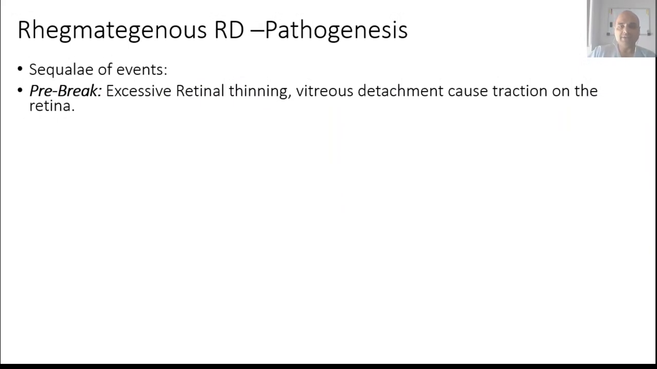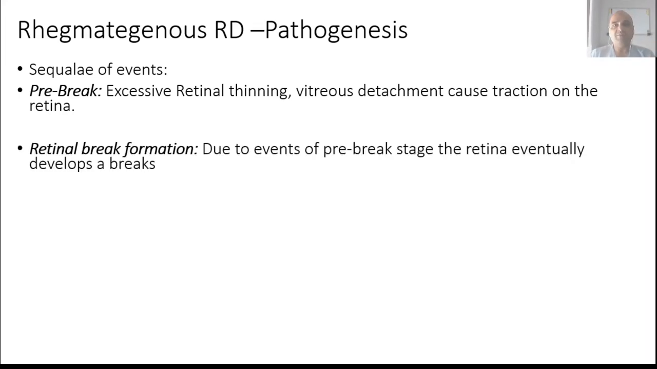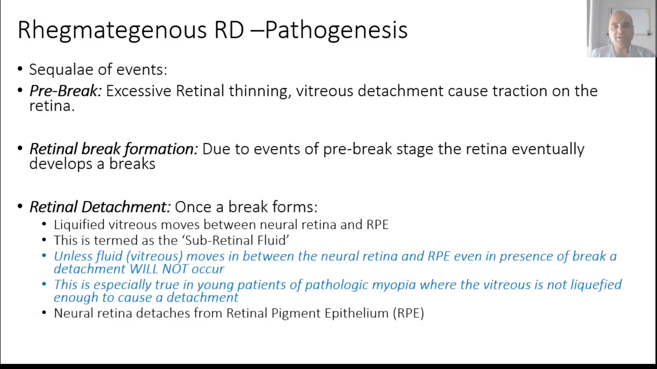So the pathogenesis can be constructed of three different events or three different stages. There's a pre-break stage in which you have retinal thinning or retinal traction. Traction is because of vitreous detachment. So this is the pre-break stage. The break hasn't happened, but all the forces that cause the break are now working. Then you have the break formation, and because of whatever was active during the pre-break stage, vitreous traction because of vitreous detachment or retinal thinning leads to a formation of a break. And then finally, you have a retinal detachment because liquefied vitreous moved in through your break.